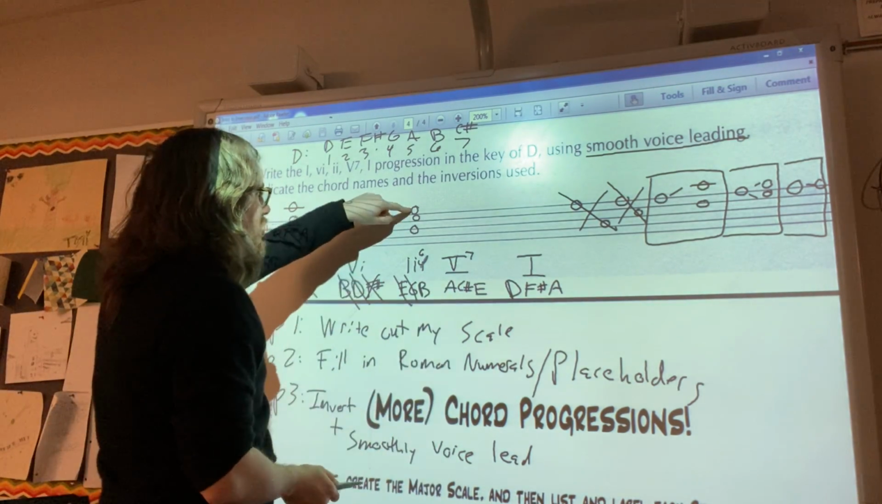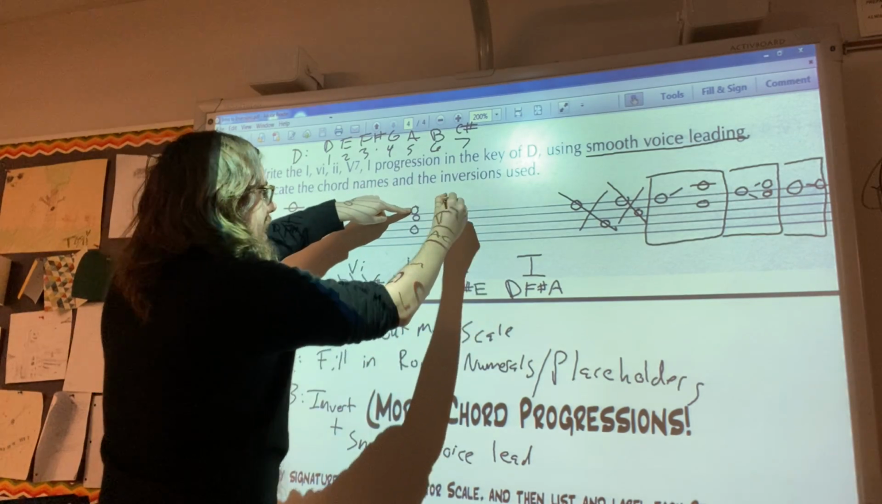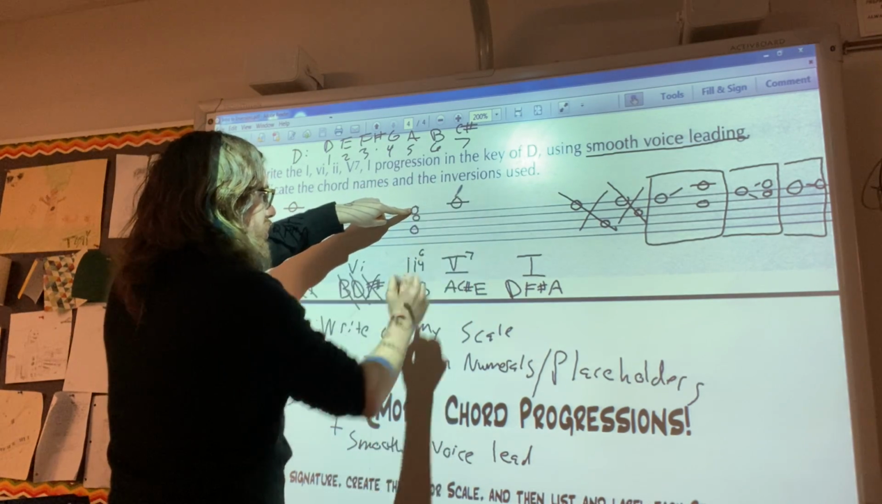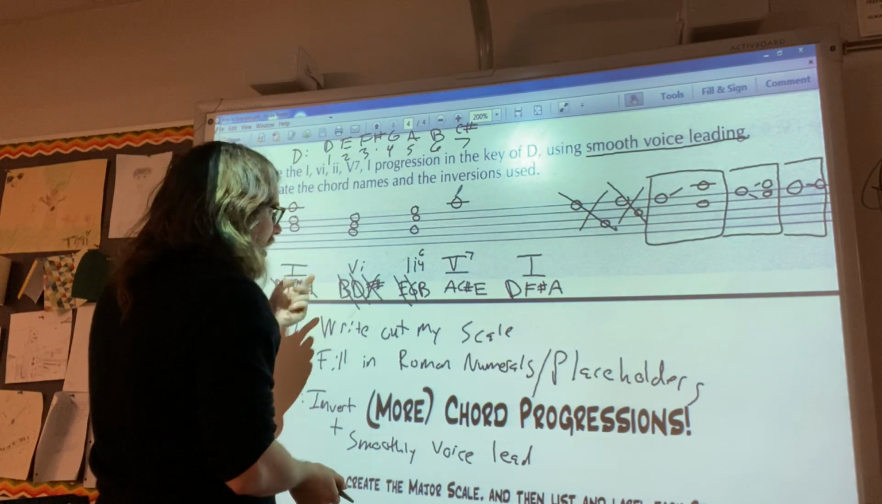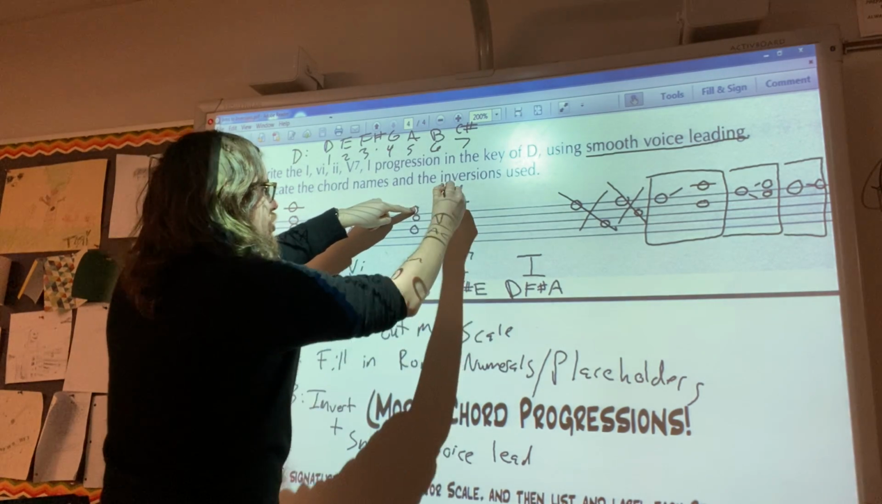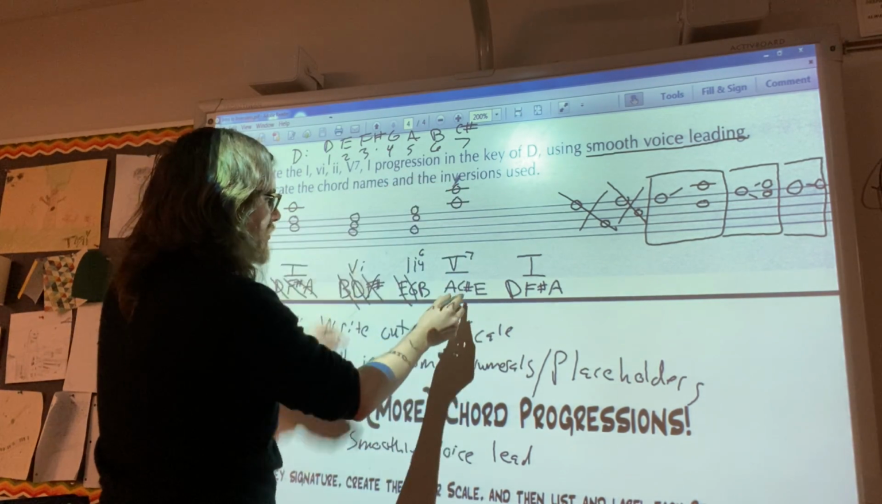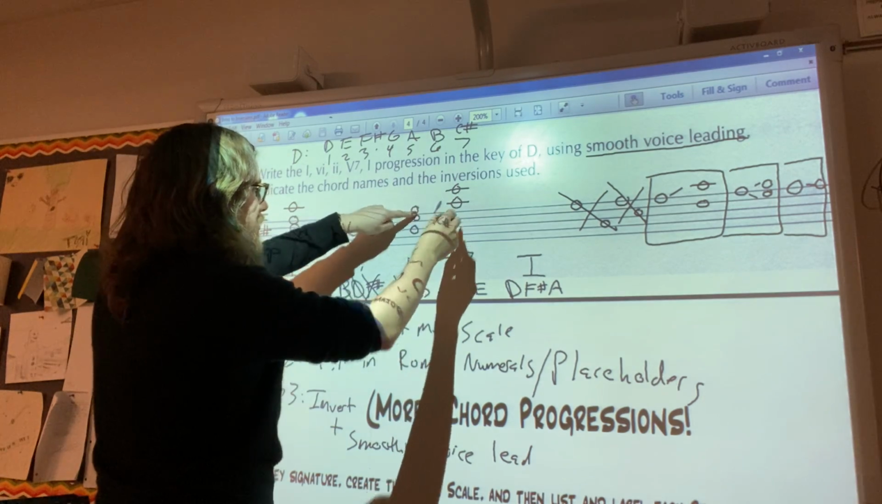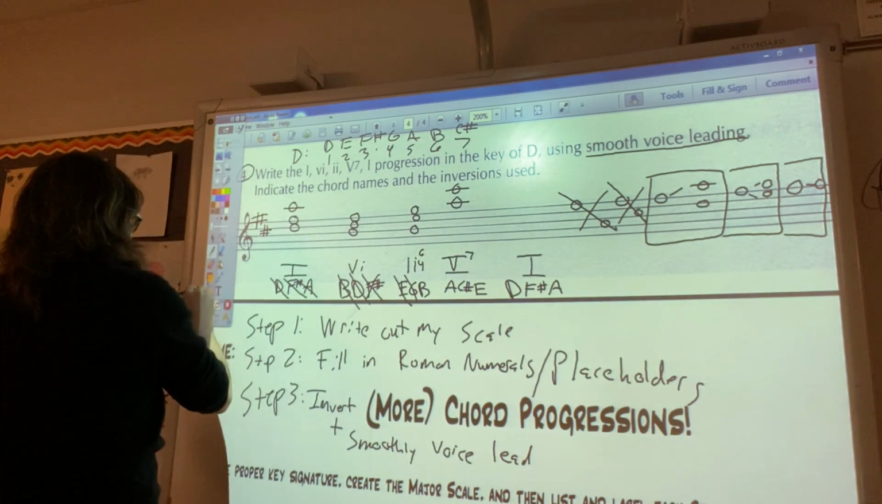Next chord, we have a G. Can G go up to A? It sure can. It can go right up there. It would be totally fine. Can G go up to C sharp? Nope, that's way too far away, so we can't use that. Can G go down to E? We could also do that.